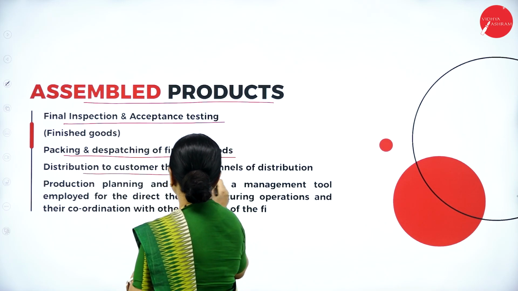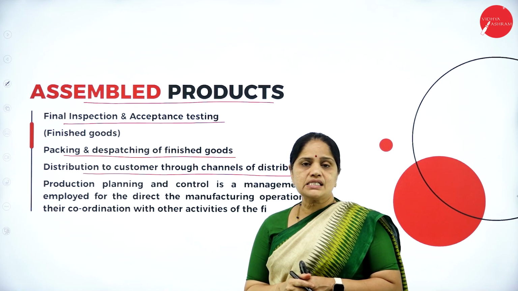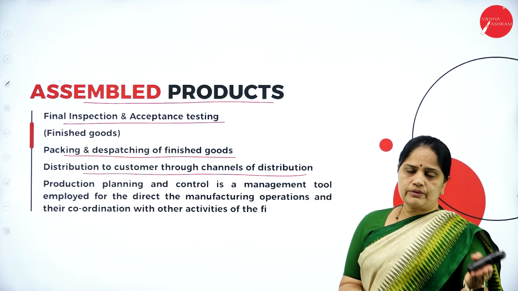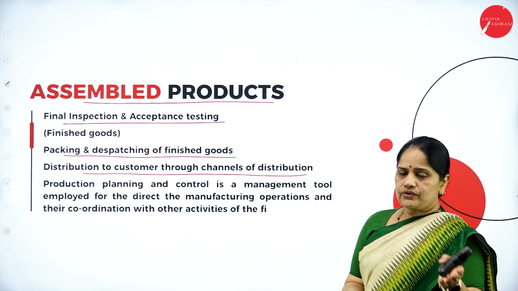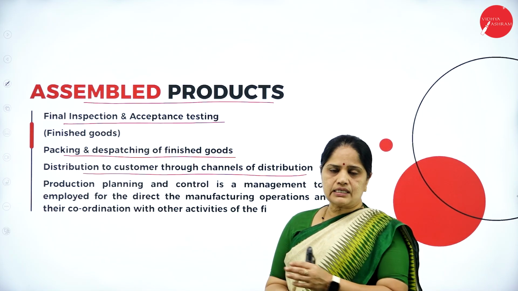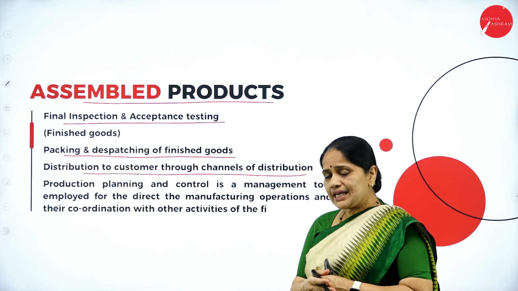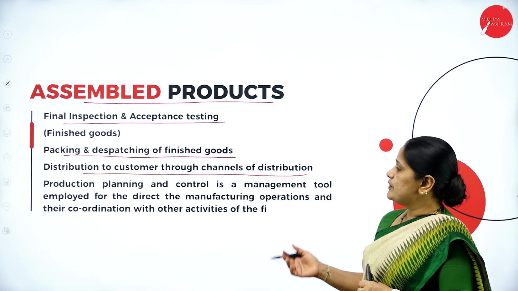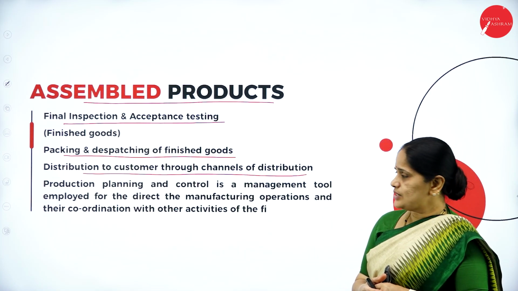Then distribution to customers through channels of distribution. So we have the various channels of distribution: the manufacturer, wholesaler, retailer and consumer. So we have various channels of distribution. Making use of all these channels of distribution, we can distribute the goods to the consumers.